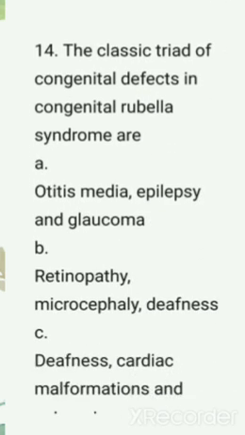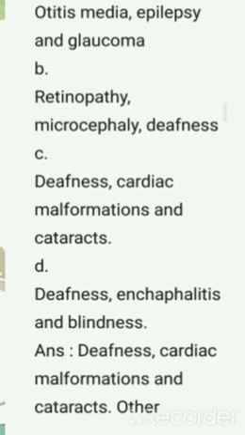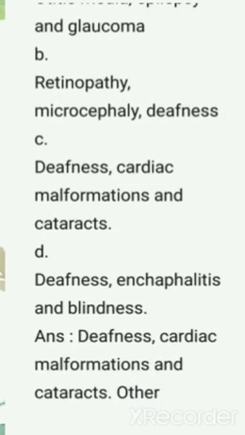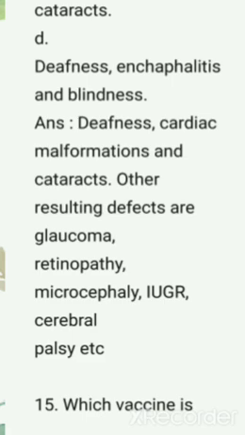Question number 14. The classic triad of congenital defects in congenital rubella syndrome are, options are: otitis media, epilepsy and glaucoma; retinopathy, microcephaly and deafness; cardiac malformation and cataract; deafness, encephalitis and blindness. Correct option: deafness, cardiac malformation and cataracts. Other options are resulting defects: glaucoma, retinopathy, microcephaly, IUGR, cerebral palsy, etc.